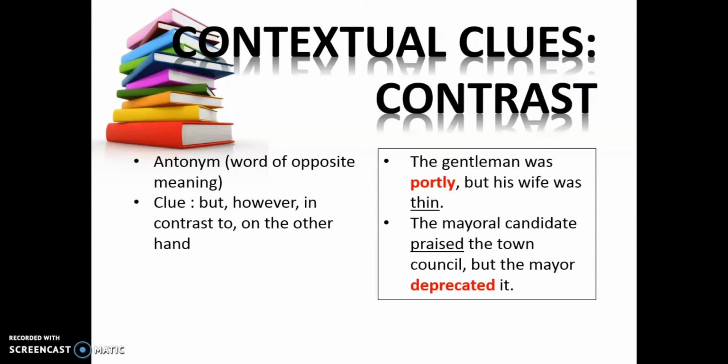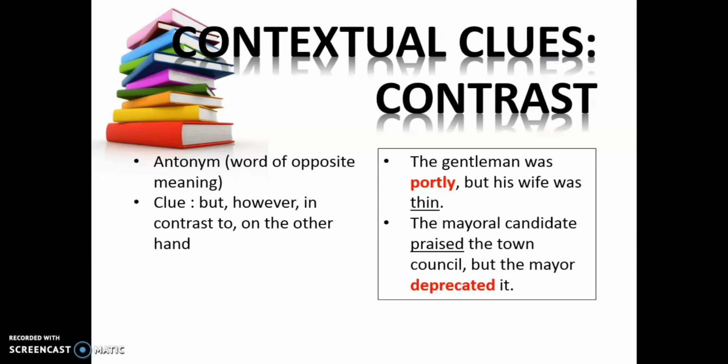So here, in order for you to guess what is the meaning of portly, take a look at the remaining statement. His wife was thin. And the author utilized the word but to give you a clue that it carries the opposite meaning. So the author utilized but as a clue to show contrastive ideas. So the meaning of portly is stout, fat, overweight, or even plump.